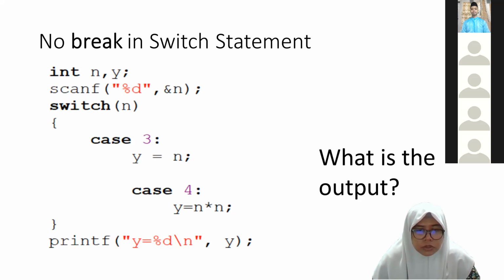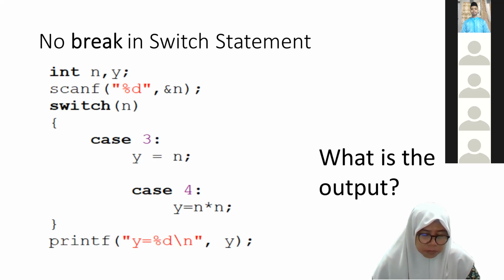In this case, if you put, let's say, case 3, the output will be this one. It will be case 3, and then it will take this value of 9, because this is the last case.